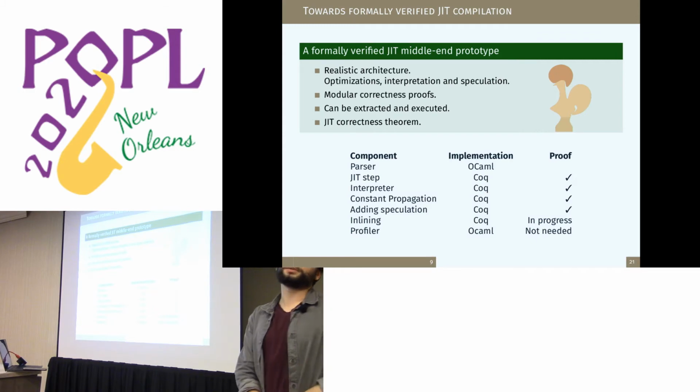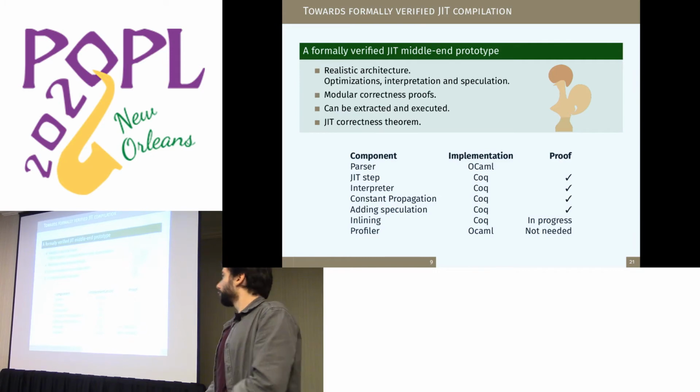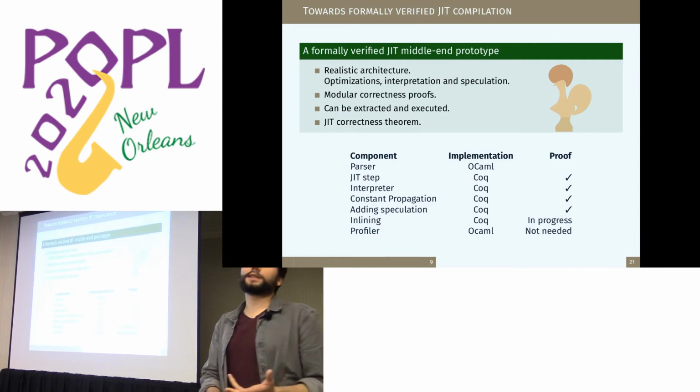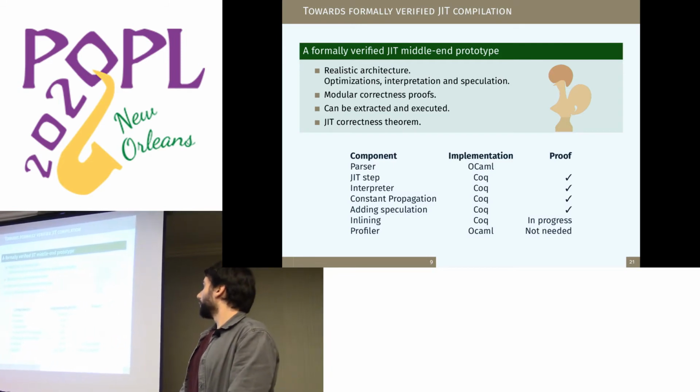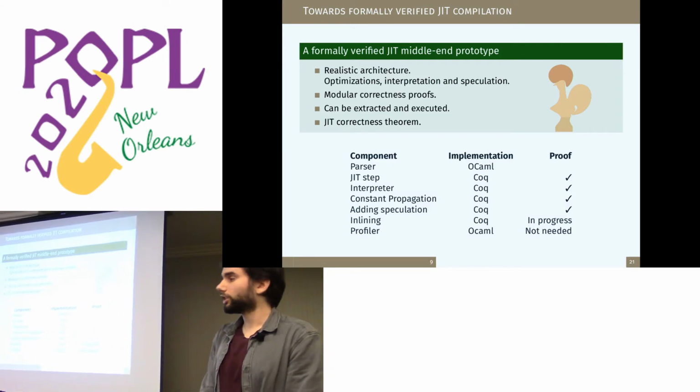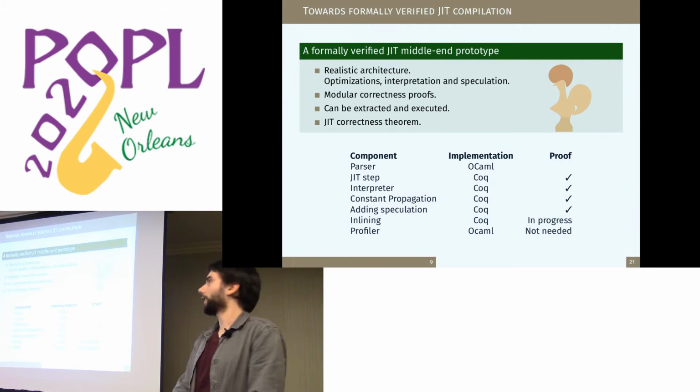We want each optimization pass to be proved separately, and we would like, for instance, the correctness proof of the interpreter to have nothing to do with the correctness proof of an optimization. And doing it in Coq, we can actually extract it and then execute it, which is really good. And we also have a JIT correctness theorem, which, as we will see, will be a bit different from what you have in a static compiler case.